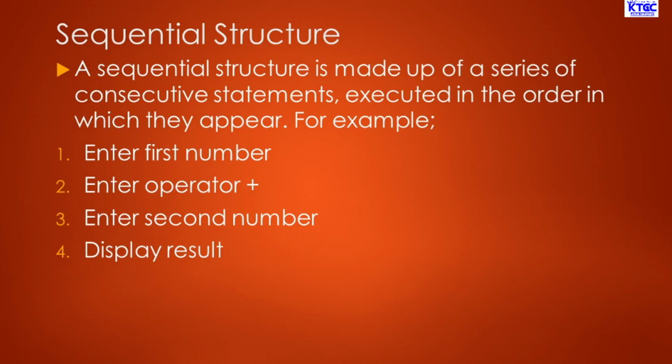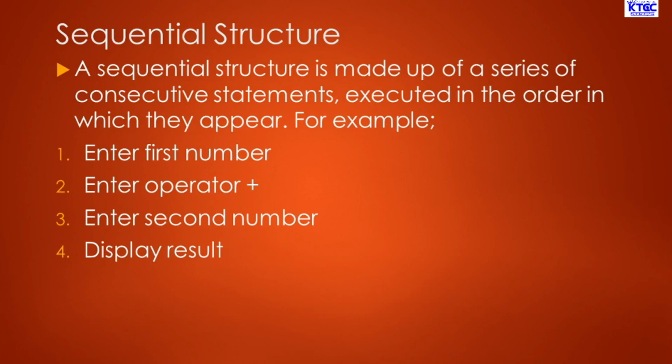Now, what is a sequential structure? What is it made up of? A sequential structure is made up of a series of consecutive statements executed in the order in which they appear. For example, programming is about writing statements, and these statements are executed line by line. A situation where we have a program and each and every statement is executed line by line without any decision making at any point is called a sequential structure.